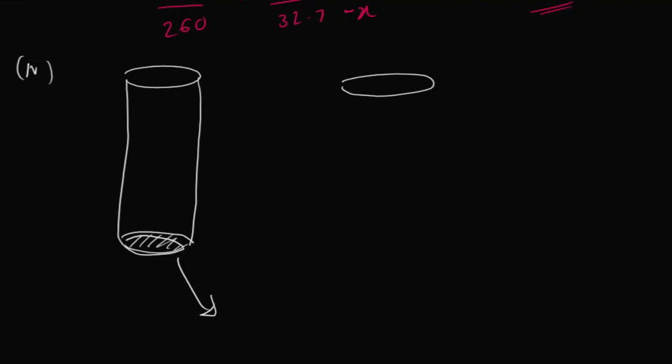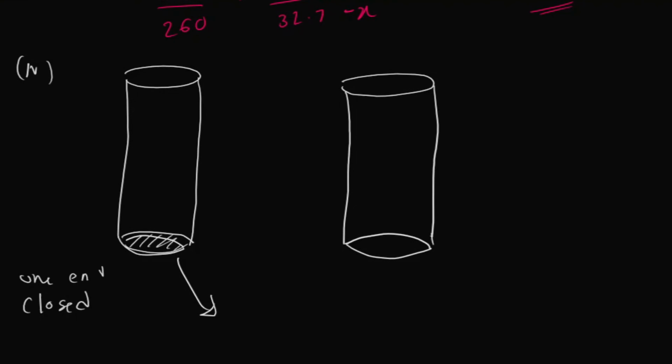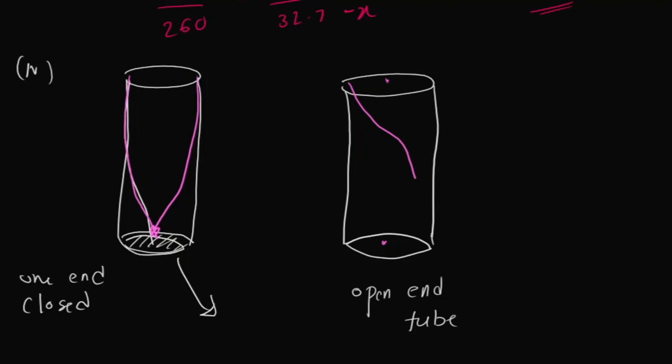Now if the cork fell, you are going to get an open end tube. Before, one end was closed; now both ends are open. In this case, at the open ends you need to have antinodes at these two points. So this is the waveform that is possible, right?